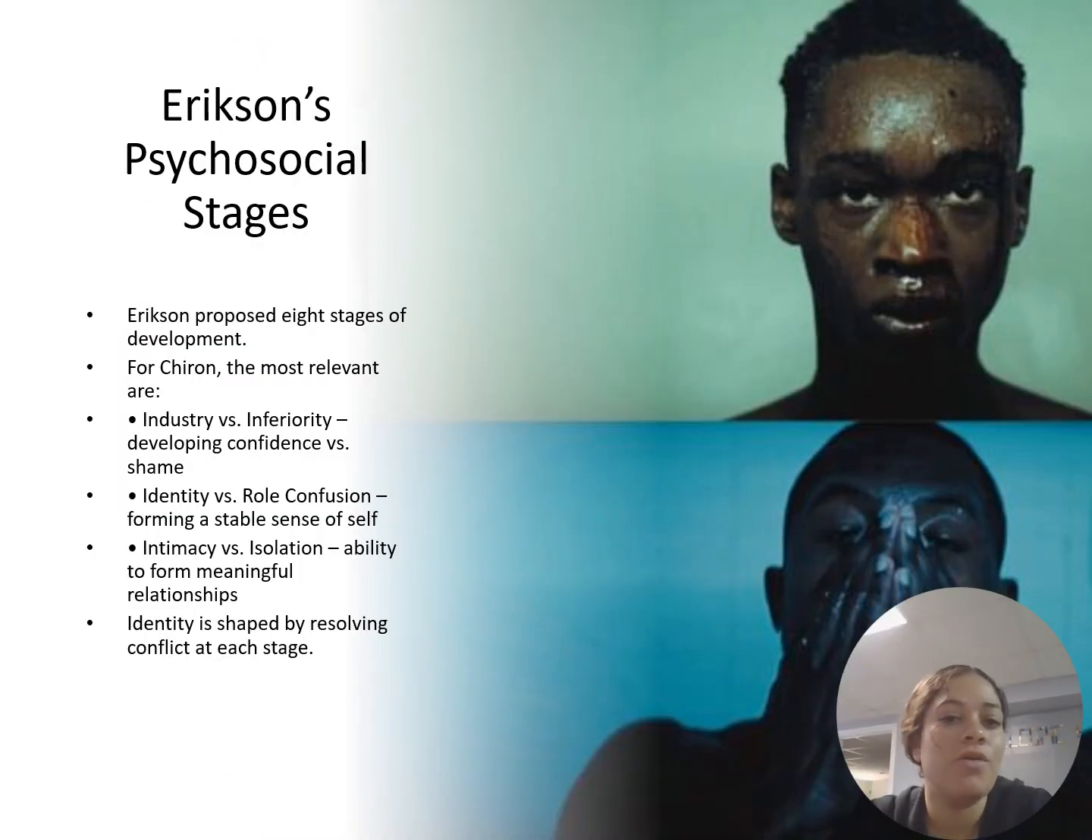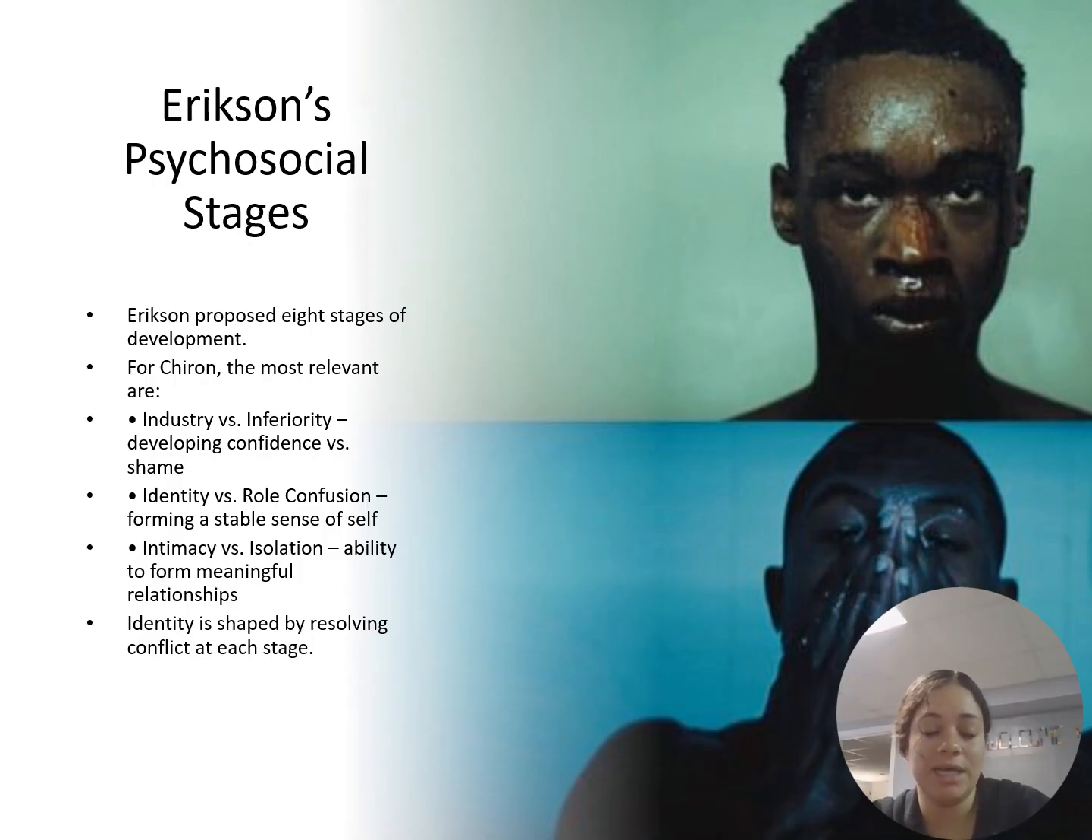The first theory I'm going to go over is Erikson's psychosocial stages. Erik Erikson proposed that human development occurs through 8 stages, each defined by a central conflict. If the conflict is resolved successfully, the person develops a sense of competence in that area. If not, they experience emotional and identity struggles, which again is something we see a lot throughout the film with him. 3 of Erikson's stages are especially relevant to Kieran.